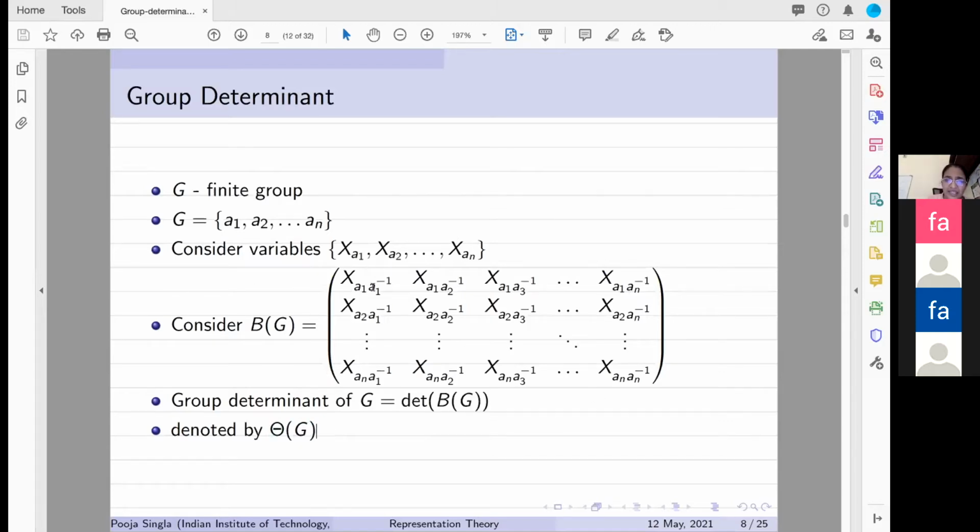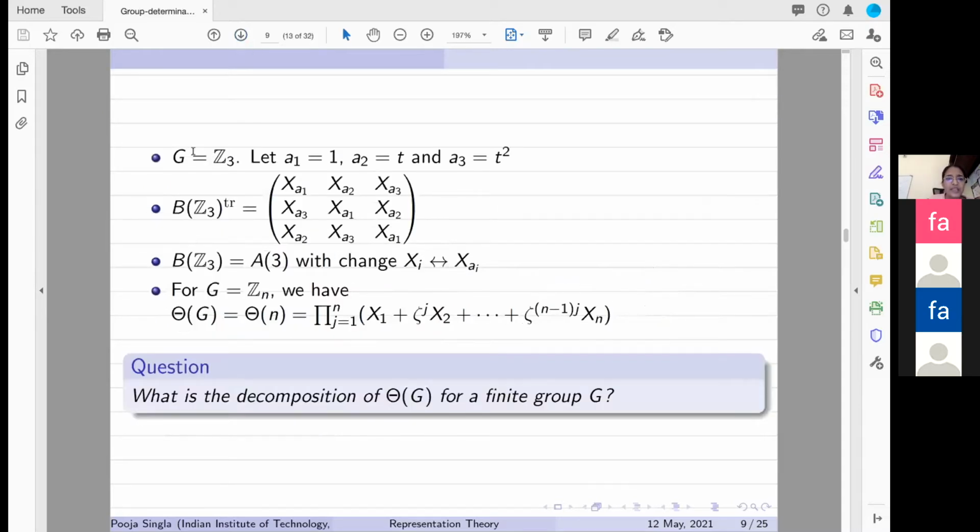Remember, it's a_i a_j inverse, so that's easy to remember, and then there is an x. a_i a_j inverse is the (i,j)th entry. Now, why do I say that this is a generalization? Let's see that. For example, take the cyclic group Z3, and I want to order these elements in an appropriate way. Let's order a1 is 1, a2 is t, a3 is t^2. Then if you do the computation of this matrix, which I called B_G, and I'm writing here B_G transpose, it really is x_a1, x_a2, x_a3, x_a3, x_a1.